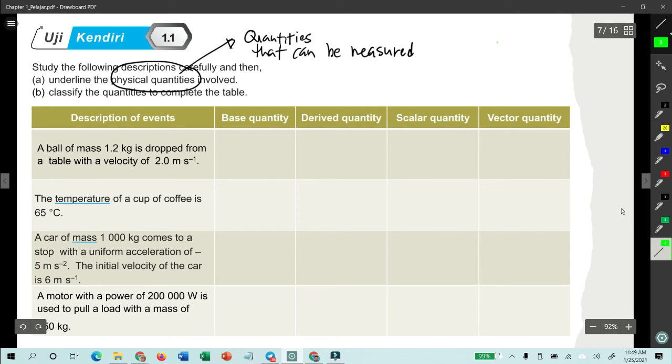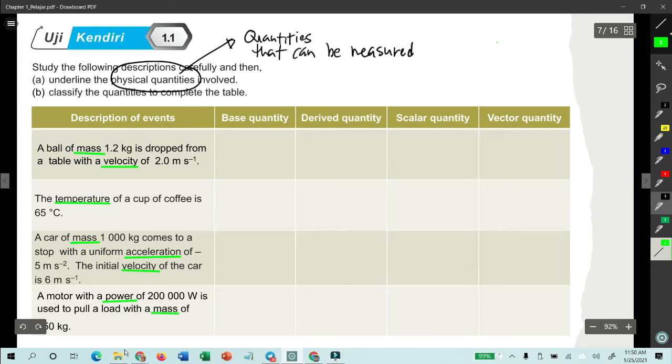Mass is the first quantity that you can find here, and then velocity. In the second event, we have temperature. In the third one we have mass, acceleration, and initial velocity. And the last one, power, and then we have mass.